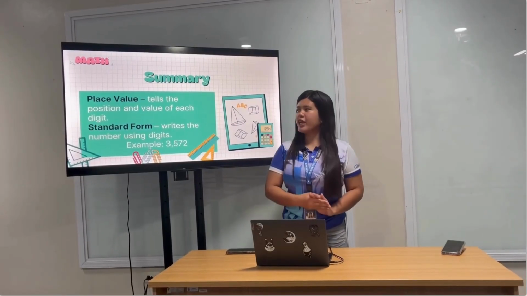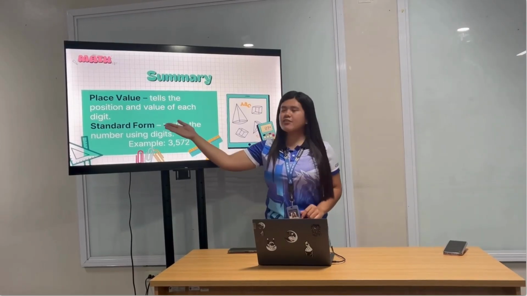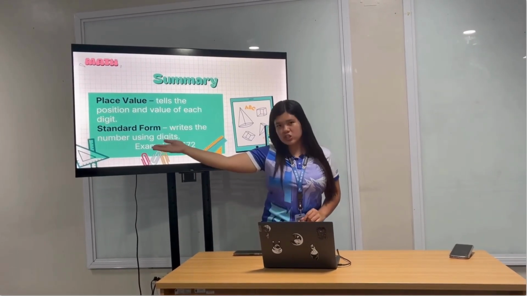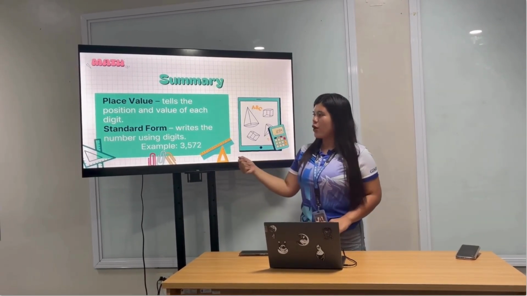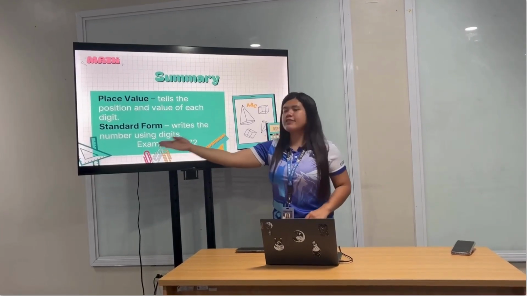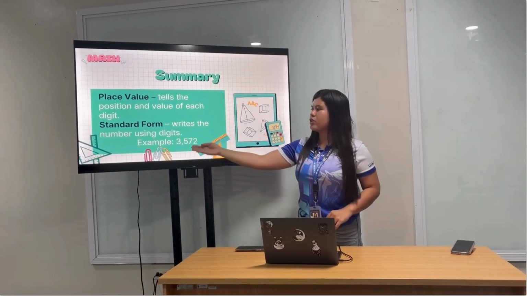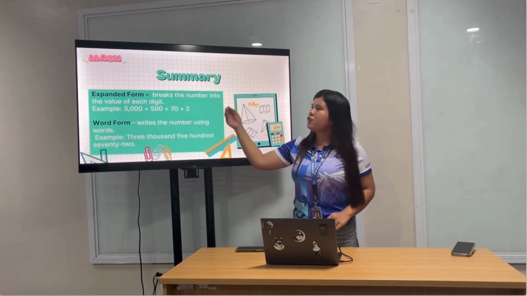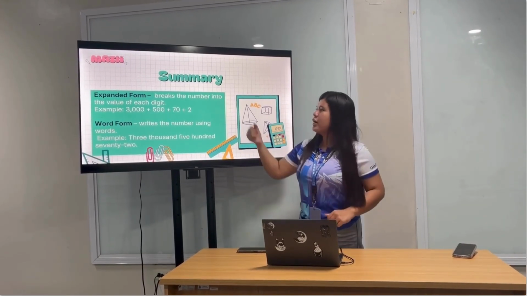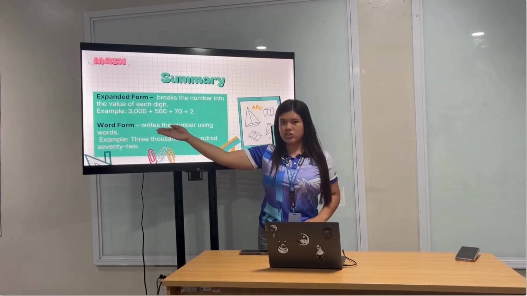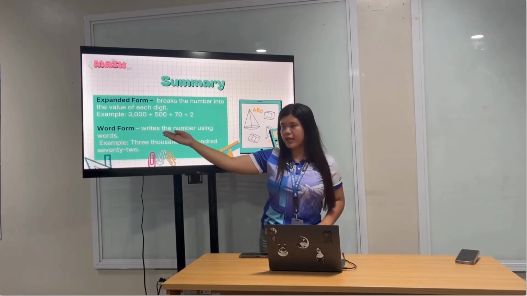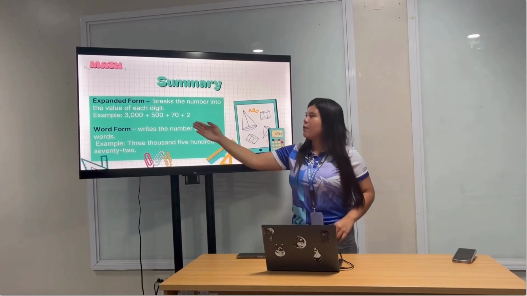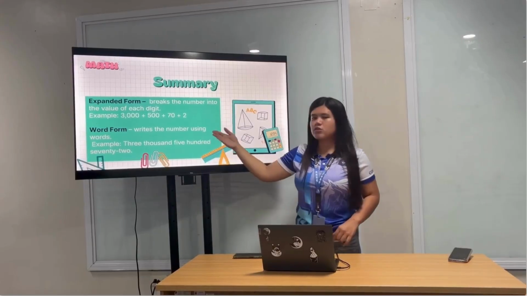In summary, place value tells the position and value of each digit. Standard form writes the number using digits. An example is 3,572. Expanded form breaks the number into the value of each digit. An example is 3,000 plus 500 plus 70 plus 2.